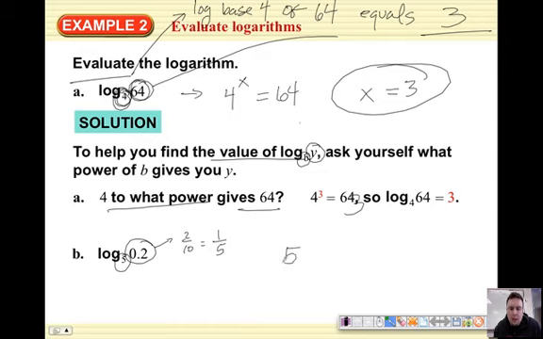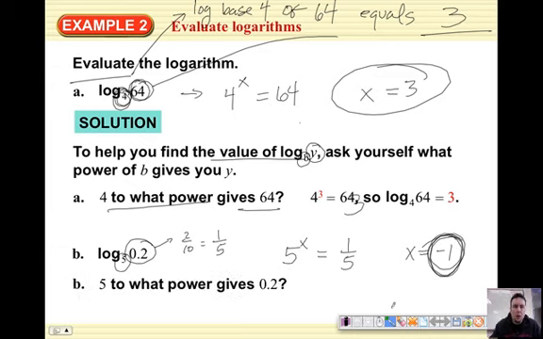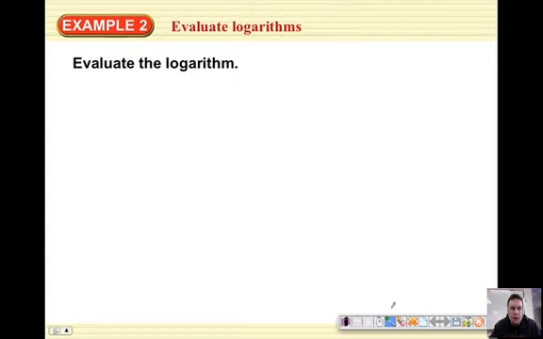So I would write that out. 5 to what power equals 1/5? Can you look at that and tell me? 5 to the -1, right? So x has to be -1. So the log base 5 of 0.2 is -1. There you go. So now you can evaluate a logarithm. 5 to what power gives 0.2? That is -1, your answer. Okay. Alright.